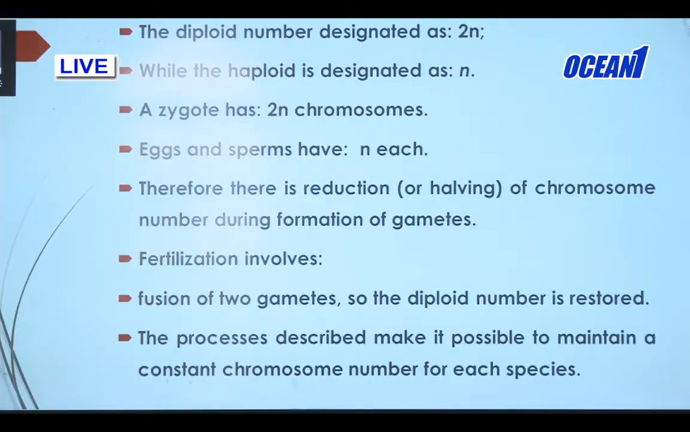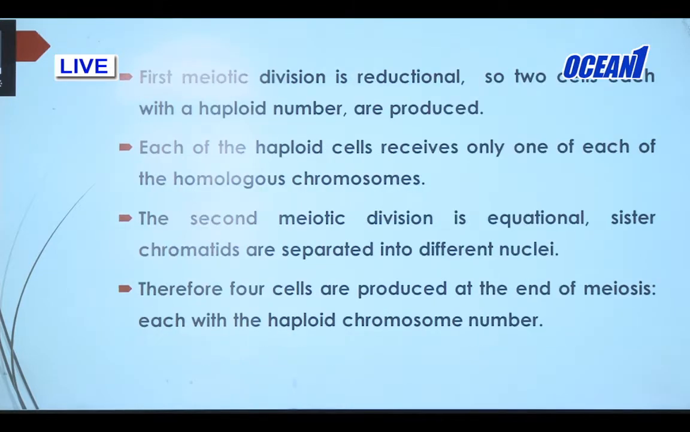The process described makes it possible to maintain a constant chromosome number for each species. I hope it's clear. All right. So the process described is the reason why we have constant chromosome number also in meiosis. All right, so let's now move on and look at what meiosis entails.